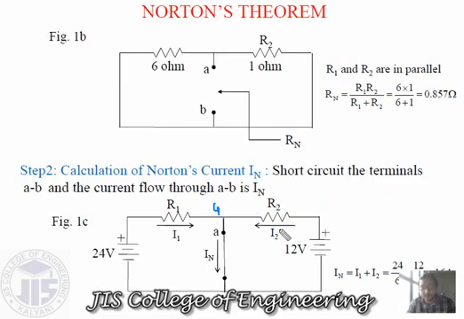These 1 ohm resistances are there. So obviously in this path, that is 12 divided by 1, that means 12 ampere current in this path, and overall this 12 plus 4, that is equals to this total 16 ampere current which is flowing through this path. So we can say that our IN, the Norton current, is nothing but a 16 ampere current, and our RN was 0.857 ohms.